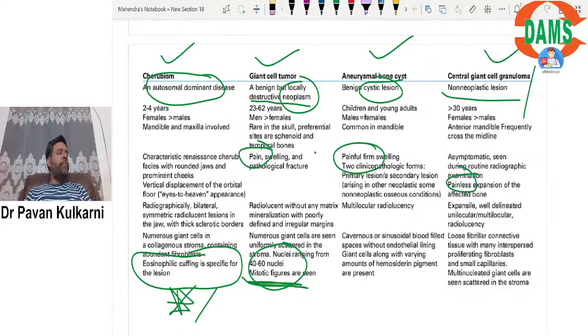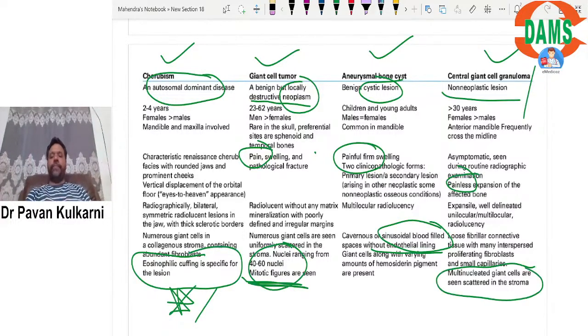What about aneurysmal bone cyst? Aneurysmal bone cyst will have sinusoidal spaces. It will not have any blood vessels. It will have sinusoidal spaces without endothelial lining. There won't be any endothelial lining in aneurysmal bone cyst. Whereas in CGCG, the giant cells are very small, number of nuclei are also very small, and they are scattered. They won't be located in one place.